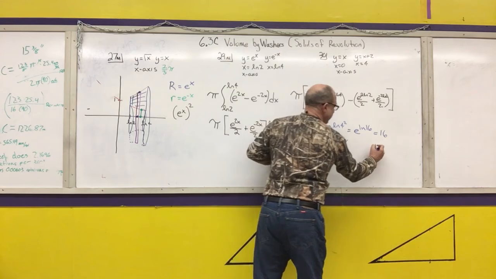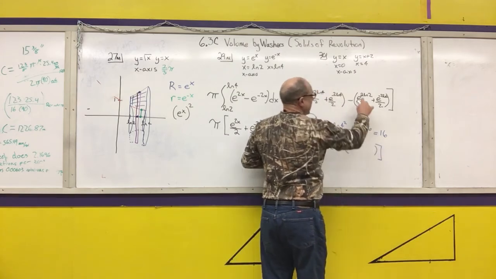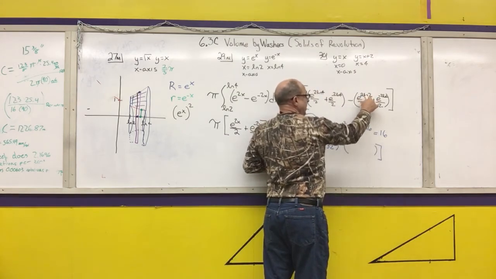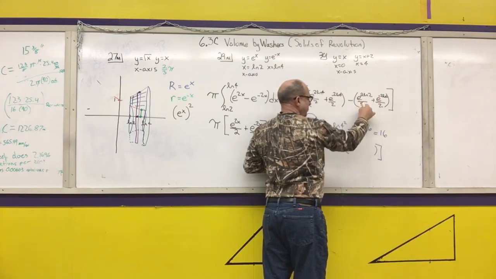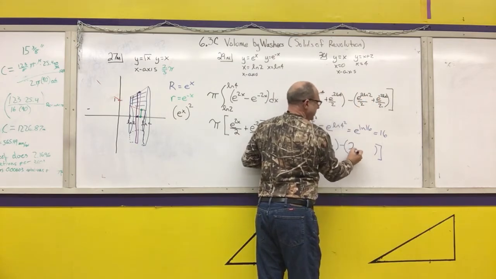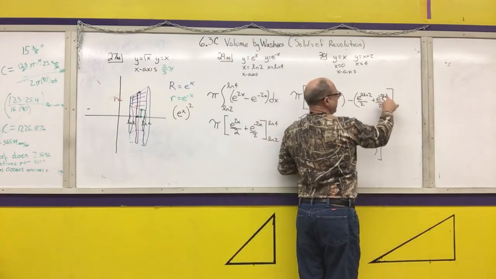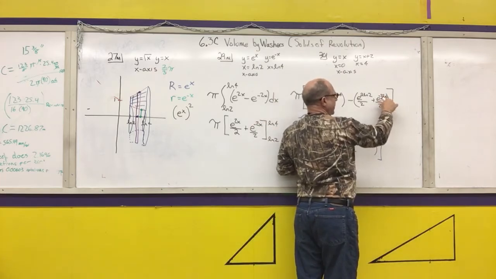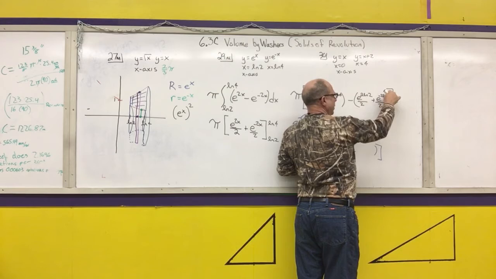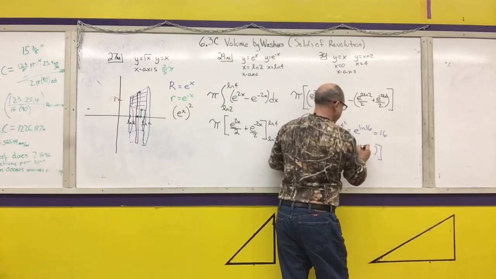Minus the quantity. The 2 comes up here. That gives me the natural log of 4. E to the natural log of 4 is 4. 4 over 2 is 2. E to the negative 2 natural log of 2, that would be the natural log of 1/4. E to the natural log of 1/4 is 1/4. 1/4 divided by 2 is 1/8.